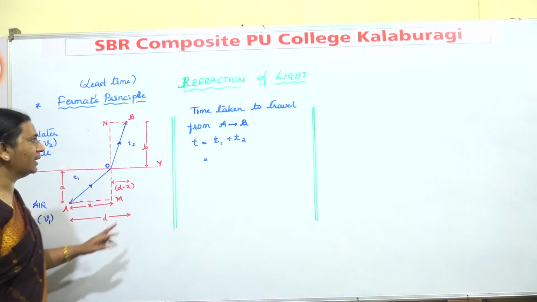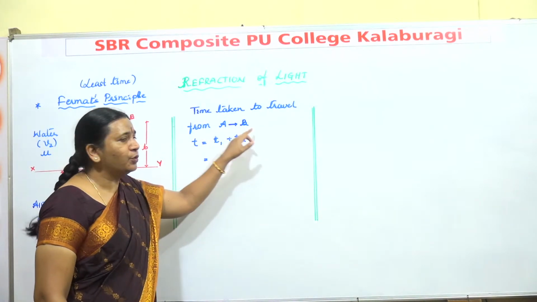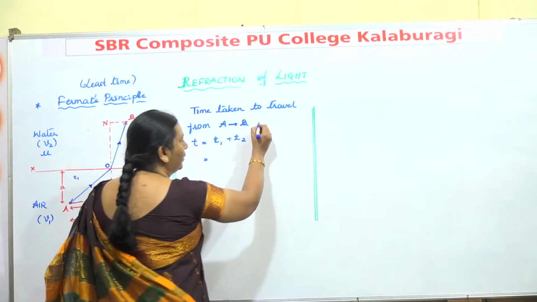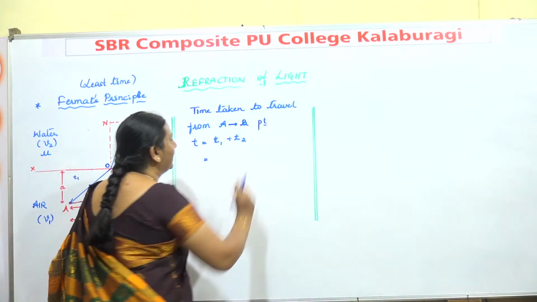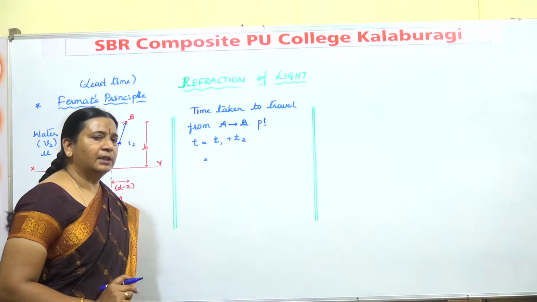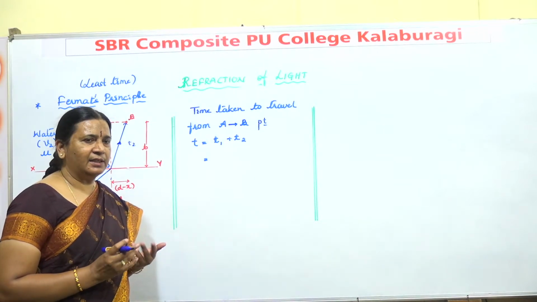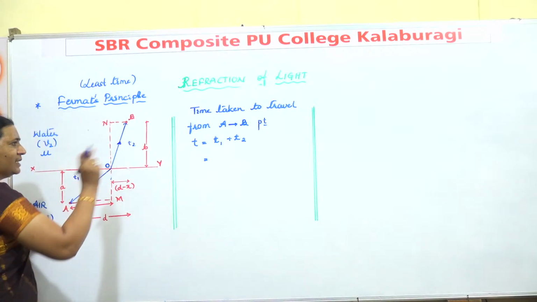Okay, then what can I write? The total time taken to travel from point A to point B, I can write as T1 plus T2. But you know how to express time in terms of speed and distance. So I can write the same time as what?